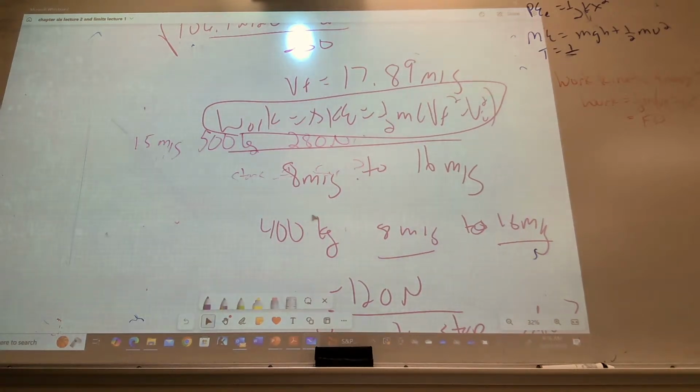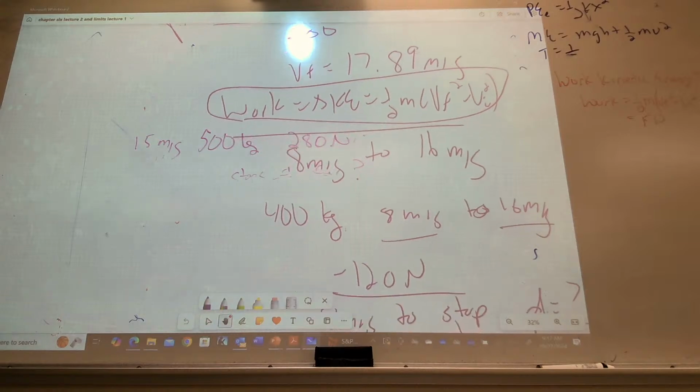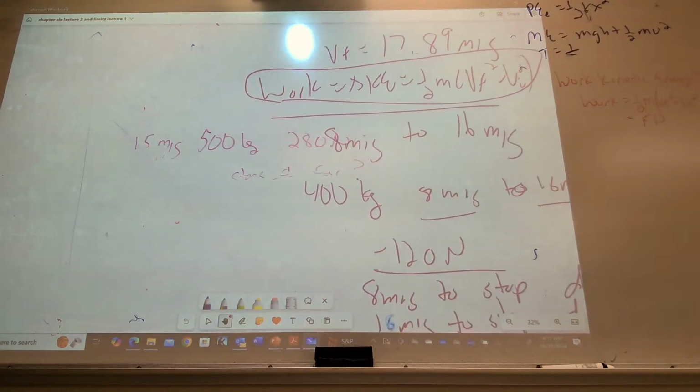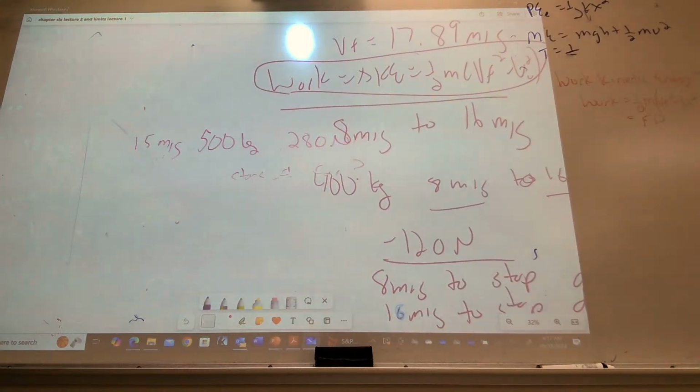We're looking at stopping distance, right? So now you're at 16. And then I want you to tell me, what if the person had only been going 8 meters per second? What's the stopping distance?